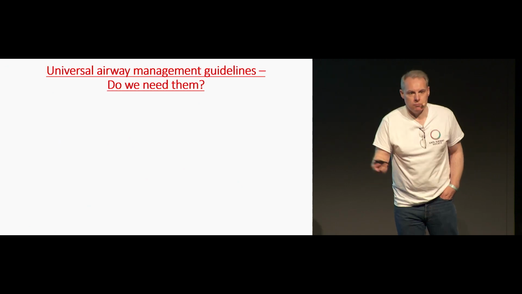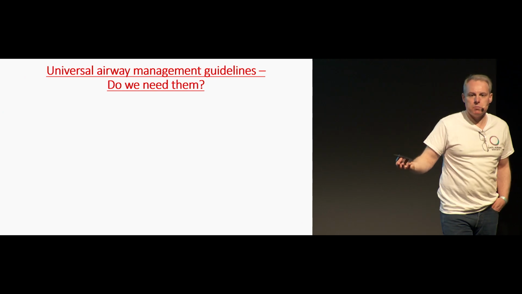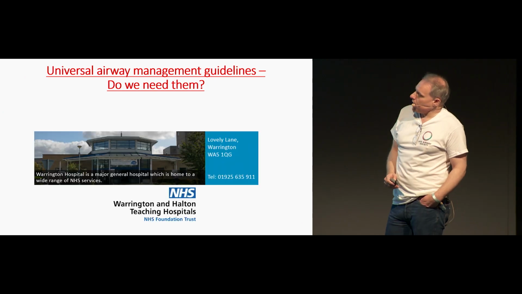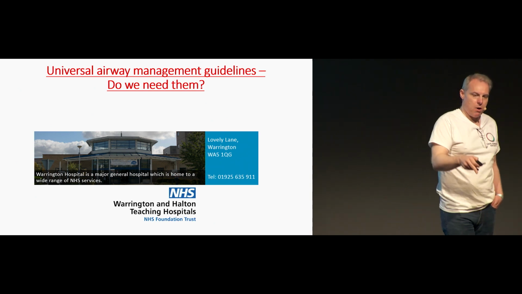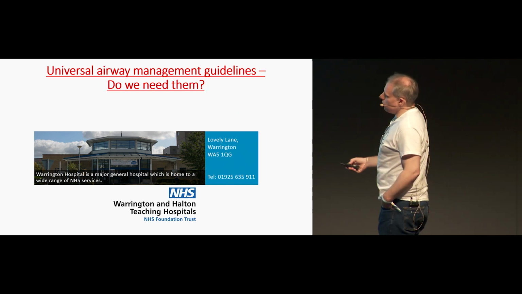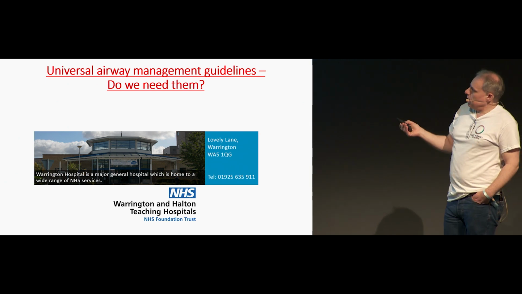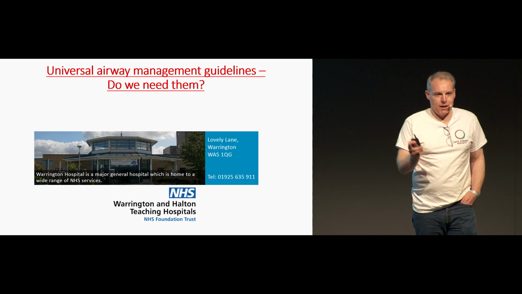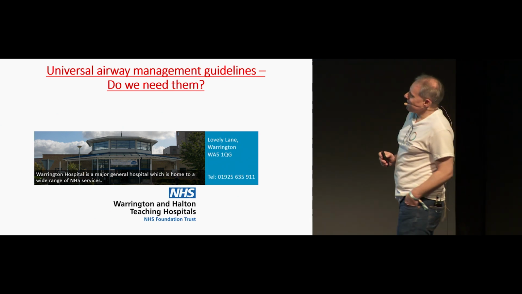Now, I'm guilty of writing some of them. So this is a big mea culpa, if you want. But I'm going to take as my basis the department in which I mainly work: intensive care and anaesthesia at Warrington in Cheshire in the UK. And we are in Lovely Lane in Warrington. Lovely Lane is a noun, not an adjective, but that's where we are.